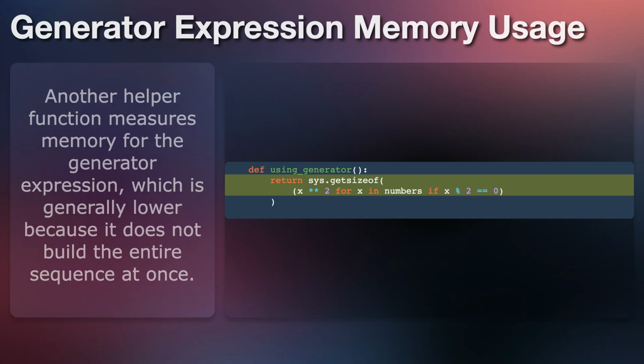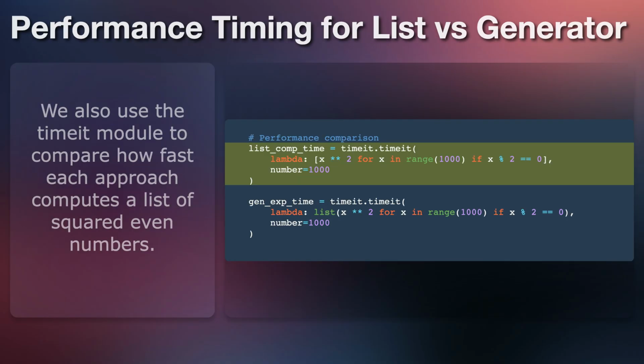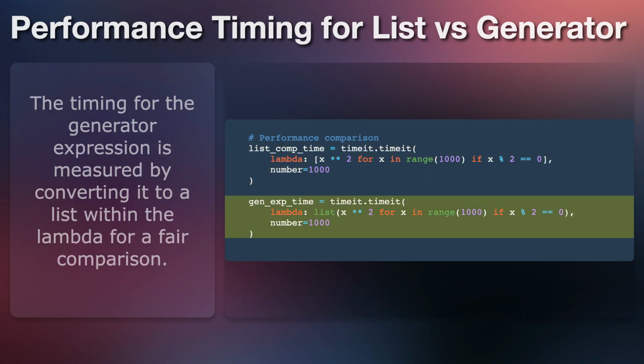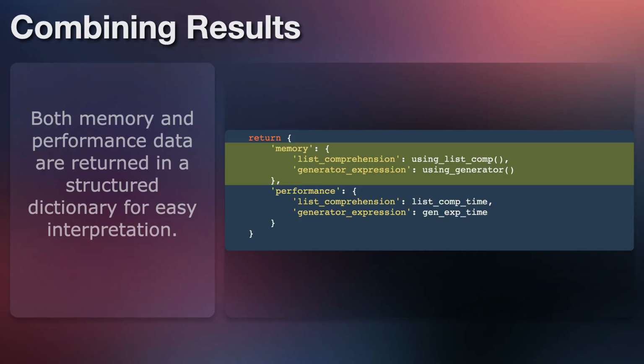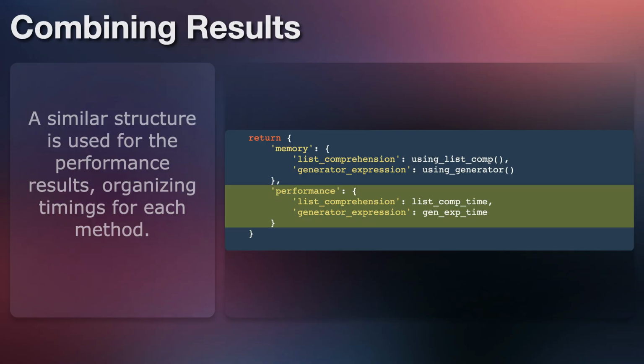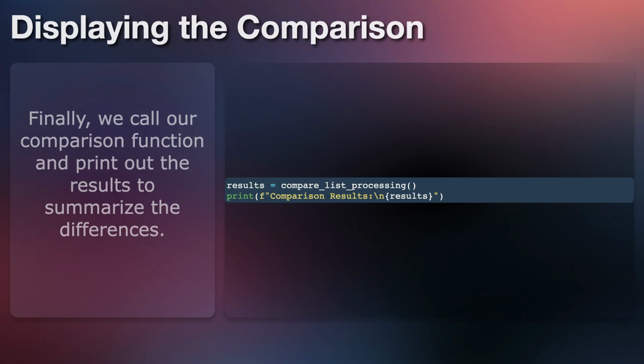We also use the timeIt module to compare how fast each approach computes a list of squared even numbers. The timing for the generator expression is measured by converting it to a list within the Lambda for a fair comparison. Both memory and performance data are returned in a structured dictionary for easy interpretation. A similar structure is used for the performance results, organizing timings for each method. Finally, we call our comparison function and print out the results to summarize the differences.